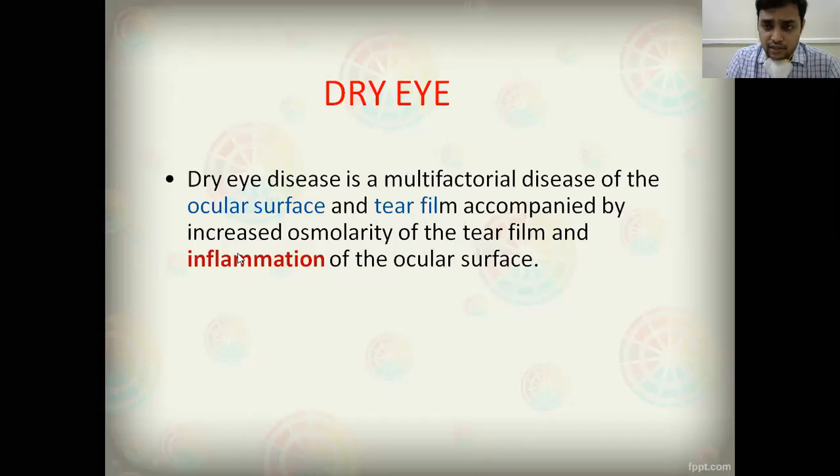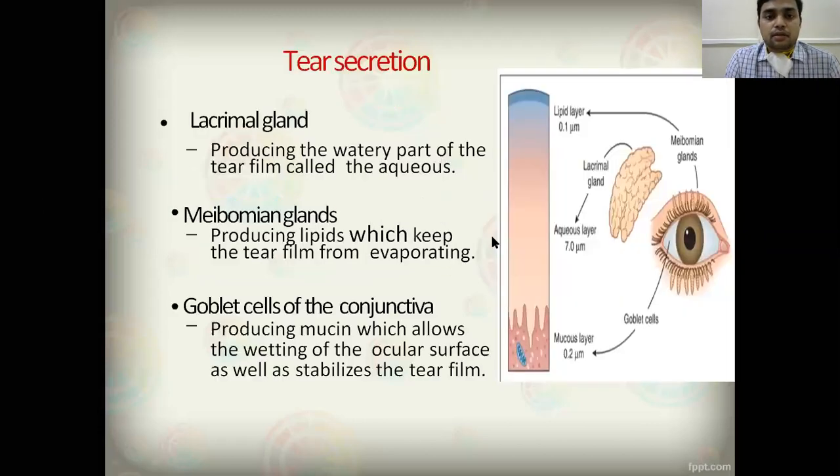That dry eye, if it is a severe dry eye, is definitely involved with inflammation of the ocular surface. So dry eye is not only insufficient water in the eyes, but it also includes inflammation of the ocular surface accompanied by a hyperosmolar tear film. So this is the definition. Basically it's a multifactorial disease.